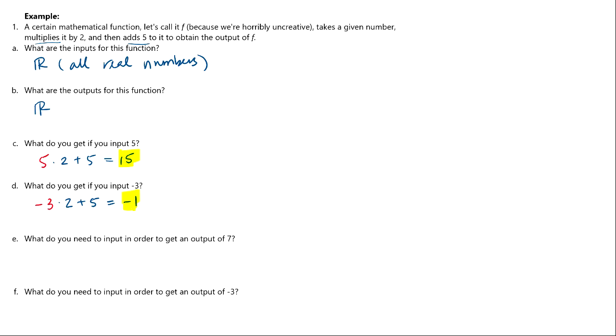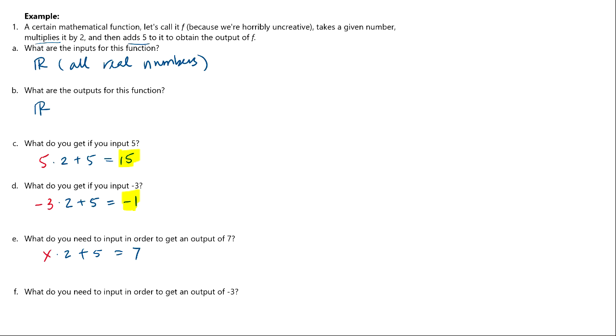Now, on the other hand, we're thinking about what you need to input in order to get an output of 7. So now we're essentially solving an equation in order to find out what number we need to put in to get the output. While we observe what we did in parts C and D, we notice that for any number we put in, let's call this number x, we're going to multiply x by 2 and add 5 to that product. And in this case, we want the final answer to be equal to 7. Our goal here is to find x.